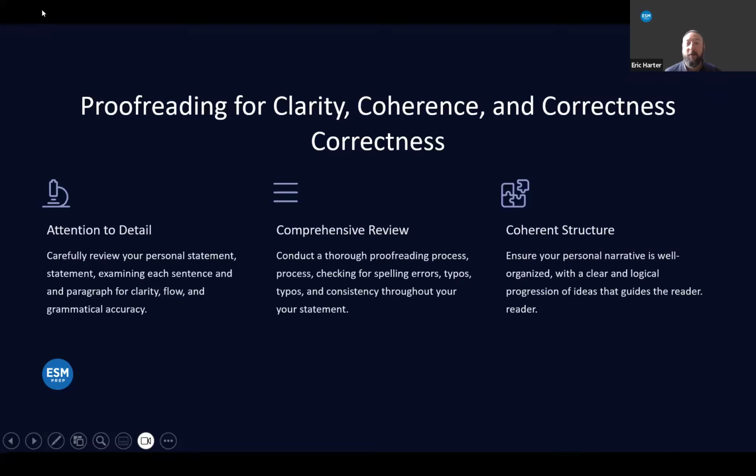Proofreading for clarity, coherence, correctness, all of these things. Again, the best thing you can do is read it out loud. You will catch so much, especially on that clarity piece, is reviewing it, examining these sentences, like the structure. Make sure you read it all the way through.